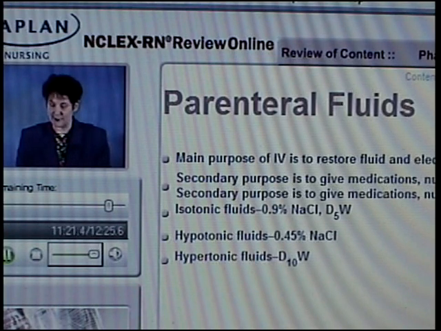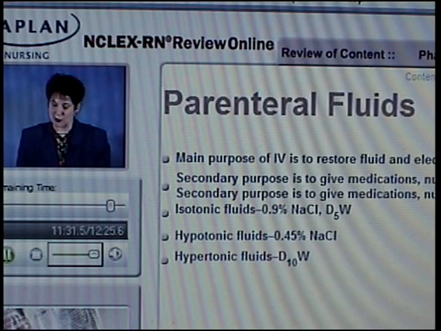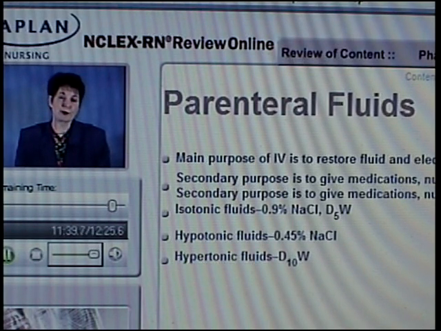Again, when you're talking about IV fluids, remember we talked about tonicity, which is the amount of solute in the solution compared to body fluids. Isotonic fluids have the same concentration as body fluids, and these are normal saline, and remember normal saline is 0.9% sodium chloride. Lactated Ringer's is another type of isotonic fluid. 5% dextrose in water is considered an isotonic fluid.